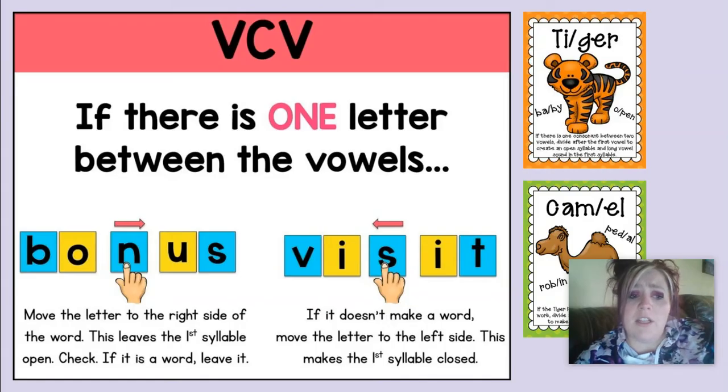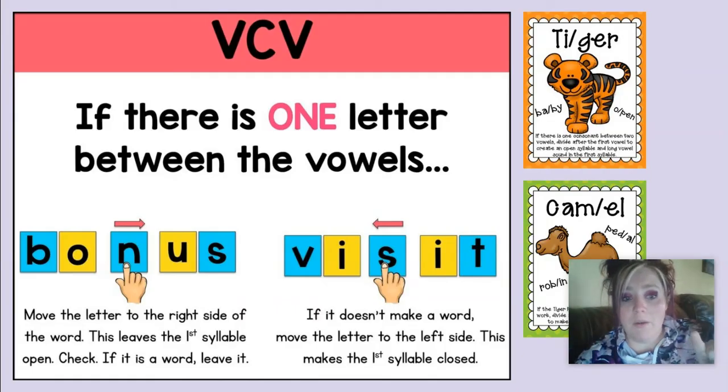You move the letter to the right side of the word, and this leaves the first syllable open. And you check to see if it's a word. So if it is, yay, that's good. If it's not, then you move it to the other side. Remember how we did that with our string? And sometimes we're right the first time we do it, and sometimes we're not. And we learned that's okay. Not always going to be right the first time, but when you know the strategy, it's totally okay.